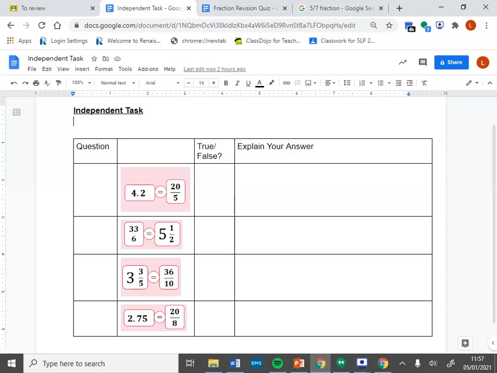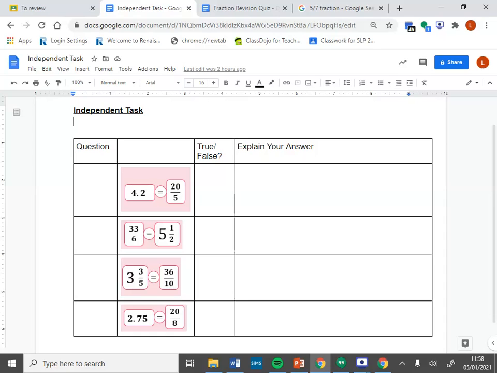So say, for example, for the first one, you decided I'm going to convert 4.2 into a mixed number. So I'm going to convert it into 4 2/10. I still can't quite compare 4 2/10 to 20/5. I then need to work out how to make them comparable fractions. And in order to do that, they'll need to both be over the same denominator. So it might be easier to try and convert to decimals for the first one, for example.